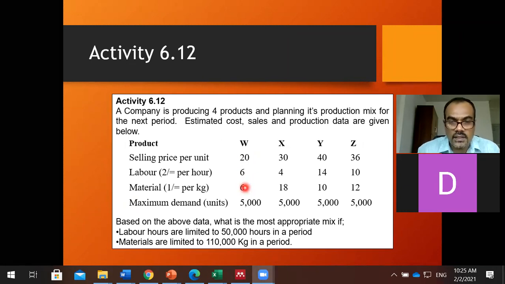Then the question arises: which one gives you the highest in your answers? It looks like Y gives the highest. Y gives the highest. We'll check whether it is true.